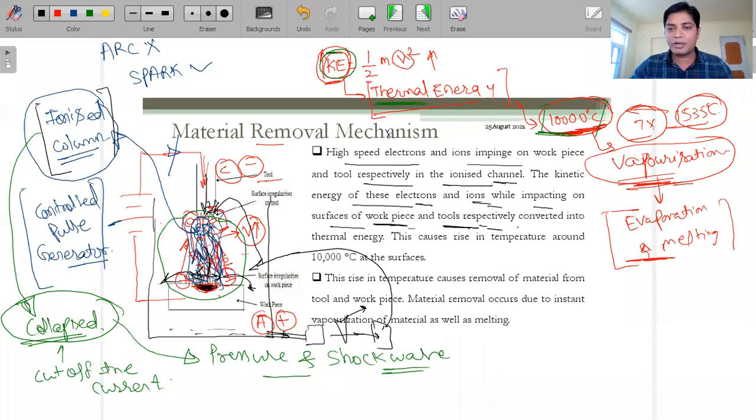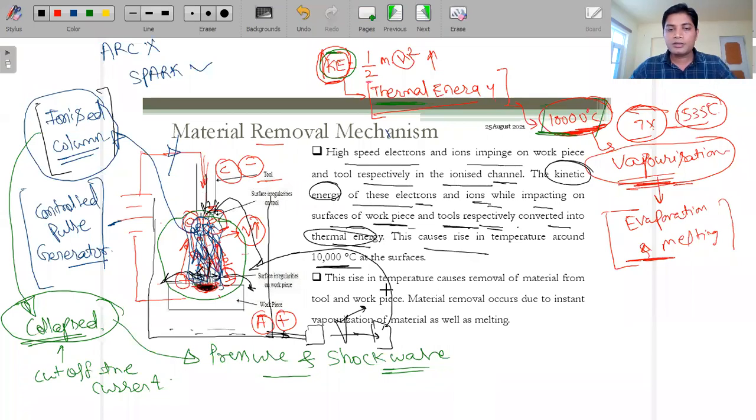So that's why I'm writing respectively. So that is converted into thermal energy. This kinetic energy is converted into thermal energy when it impinges over the workpiece or tool surface. And this causes a rise in temperature, which is in the range of 10,000 degrees centigrade.